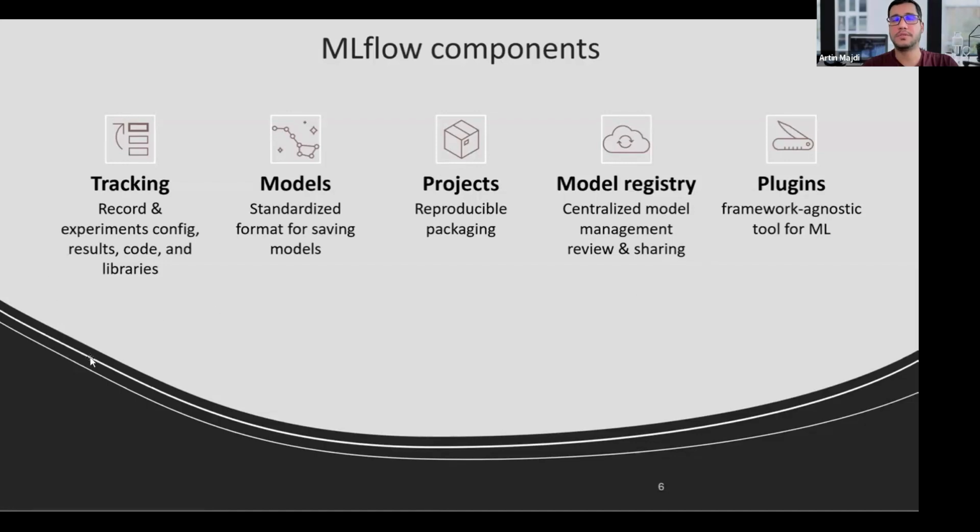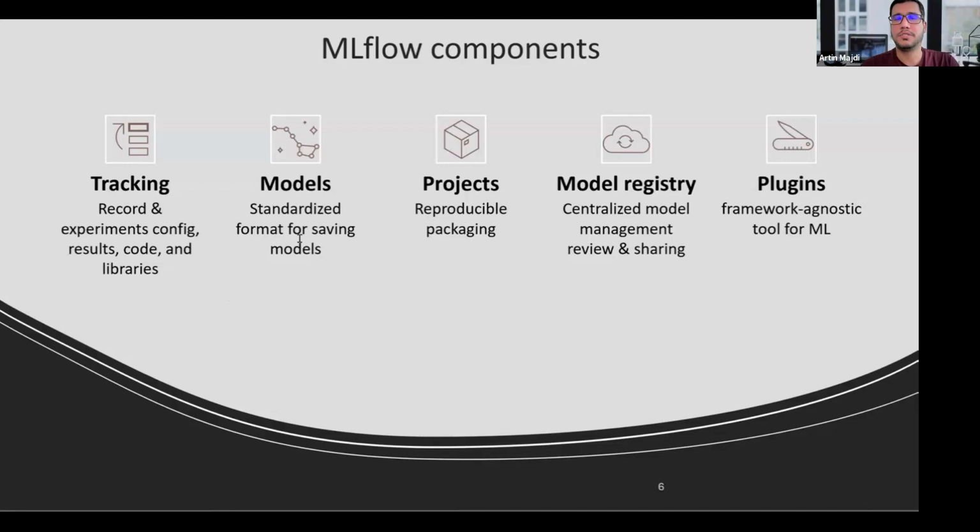MLflow has five components, which I went through the tracking mostly. I say the tracking is recording the experiments configurations. You save some of your results to the extent that it's not too huge. Like it's not a terabyte, it's just an image, for example, or a small Excel file. Your code, the exact code that was used to run that experiment. Like if you're using GitHub, you might end up having thousands of commits. But with this, then you know exactly if that figure was created by that specific Git hash or that specific commit from GitHub and utilize that.